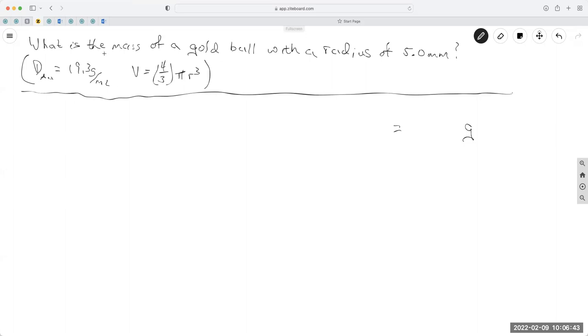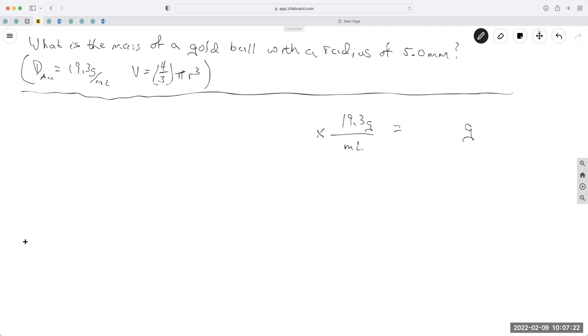Now, where do I have grams? I do. I know that there's 19.3 grams in a milliliter. All right, so I've got the right unit in the right place. So now I have to make milliliters go away. So how am I gonna do that? I don't have milliliters anywhere in the problem, but I do know this. Milliliters are a unit. What are milliliters a unit of? Are they a unit of mass, distance? Volume. So let's see if we can find the volume. All right, let's start there.